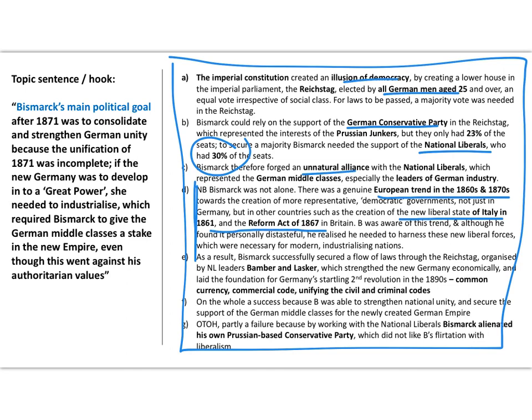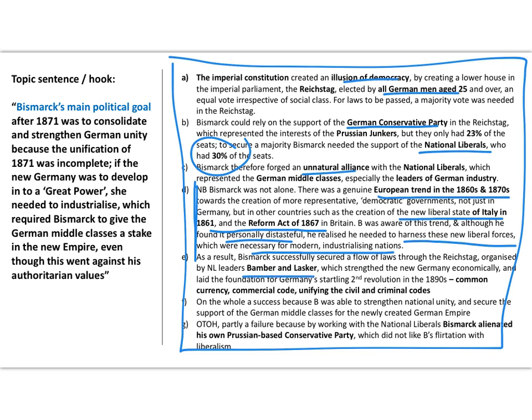It happened in Italy, it was happening in Britain. And although Bismarck found it distasteful to allow the middle classes to have a political say, he needed to harness the forces of the age, which was necessary for modern industrialising nations. Okay, so show your knowledge.